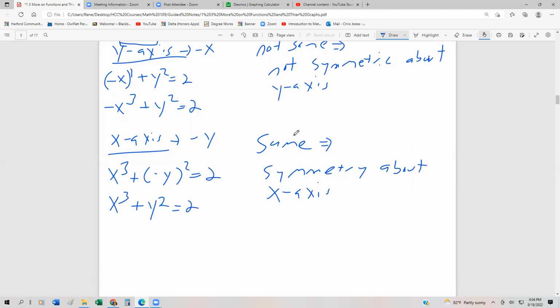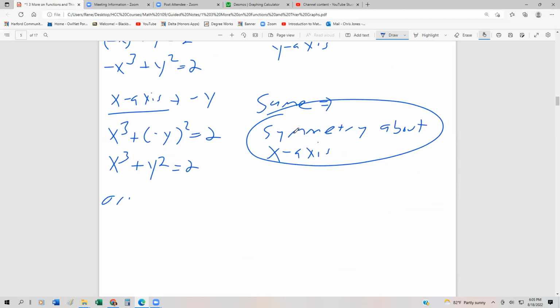right? And when I'm done with this, we'll graph it just to see what happens with this, to verify that. Okay, so that's good. We got one positive test. And then finally, let's check the origin.